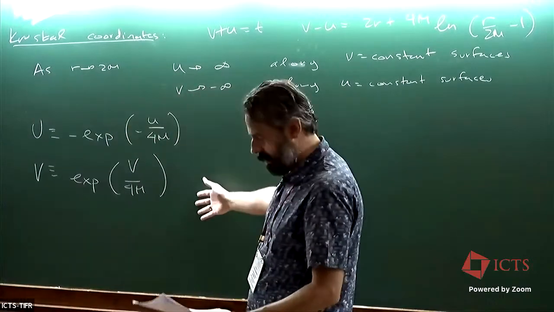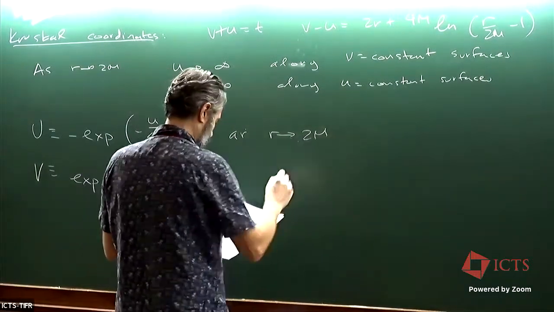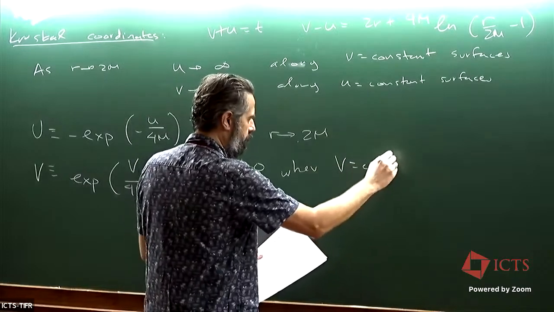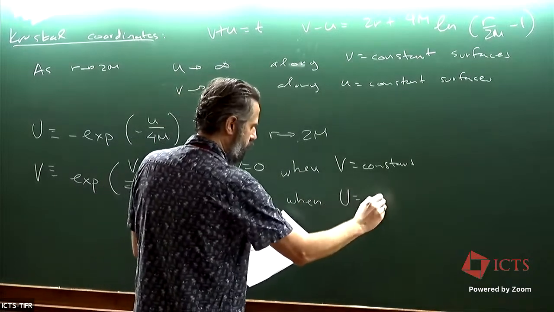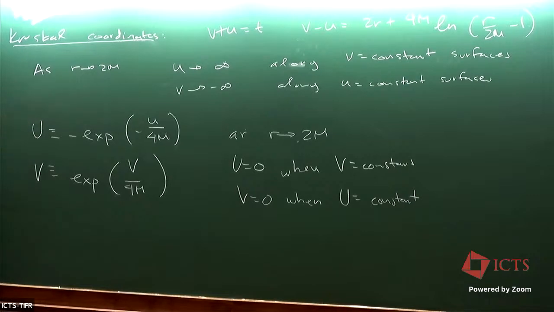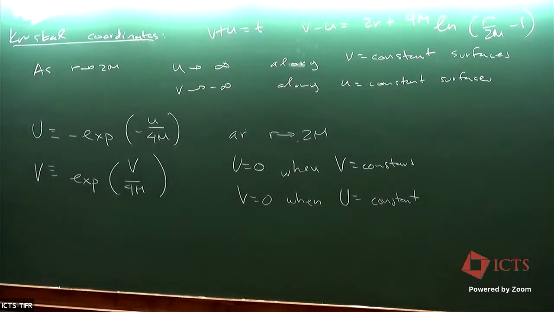So through these exponentials, such that as R goes to 2M, U is equal to 0 when capital V is constant, or V is equal to 0 when capital U is constant. So basically, by using these exponentials, I'm mapping the plus infinity of U and the minus infinity of V to zeros of U and V, and then I can extend my space-time by going to negative U's and V's, and now I'm creating an extension which will hopefully capture the extensions that I had with the individual Eddington-Finkelstein coordinates.